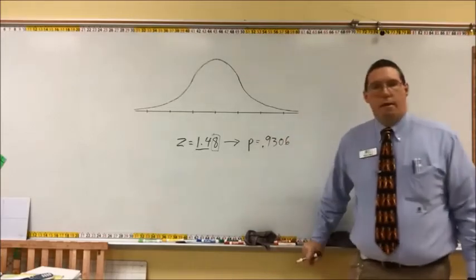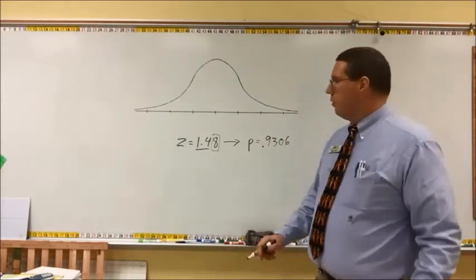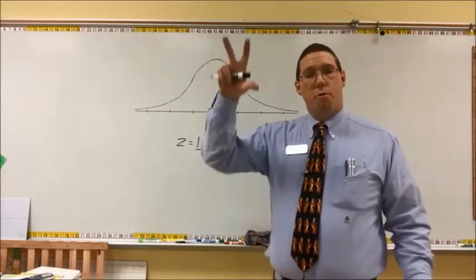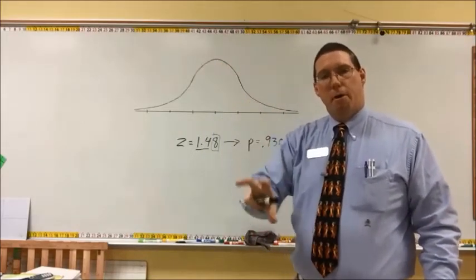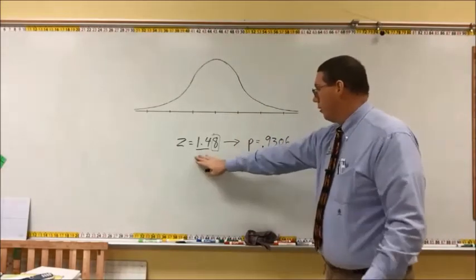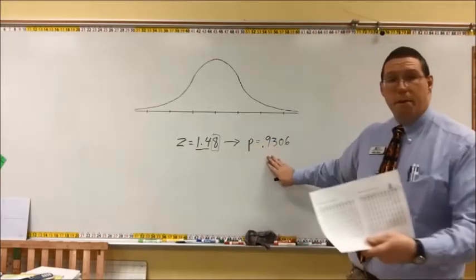0.9306. It's that easy. Okay? Now on the worksheet that I have for you, you're going to calculate a bunch of z-scores at the top part of the page. Then the bottom part of the page, you don't have to calculate these. You're just going to take a z-score and find a p-value.